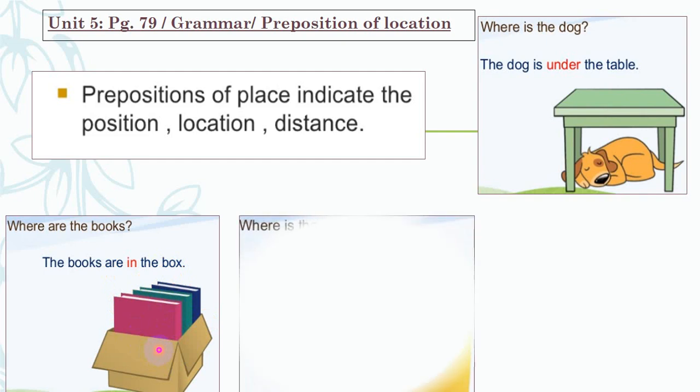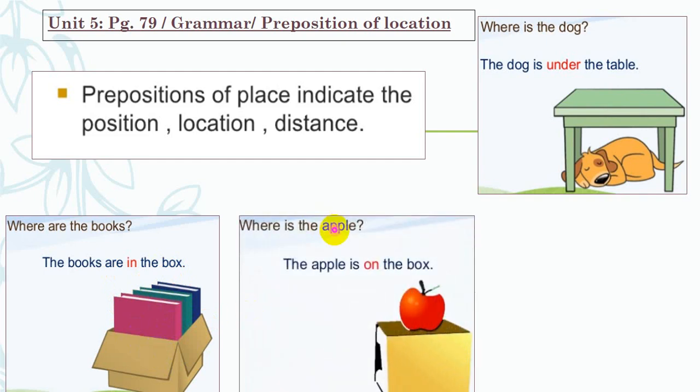Okay. Where is the apple? Now the apple is on the box. When something is on a surface and it touches the surface, it is called on the box. Okay, because it is in contact with this box. It is in contact with the surface of the box. So the apple is on the box.